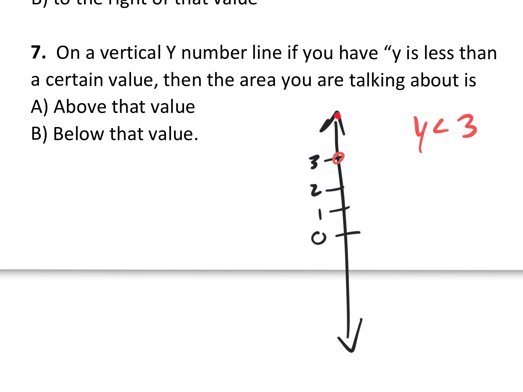Up here would be greater. So right here it says on a vertical y number line, if your y is less than a certain value, then the area you're talking about is below that value.